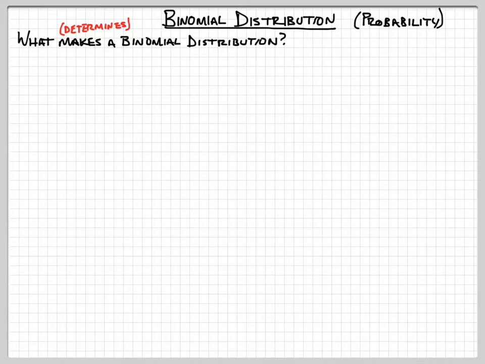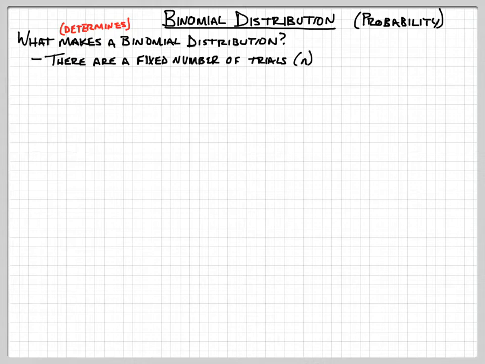So there are four key factors that make something a binomial distribution. Let's just throw these out there. The first one, there's a fixed number of trials. So if we're looking at some event, like let's say we're flipping a coin, we're flipping it 5 times. Only 5 times. It's a fixed number. We're not going to change that. Or we're rolling a die 7 times. That's fixed. It's not going to change. So it's a fixed number of trials.